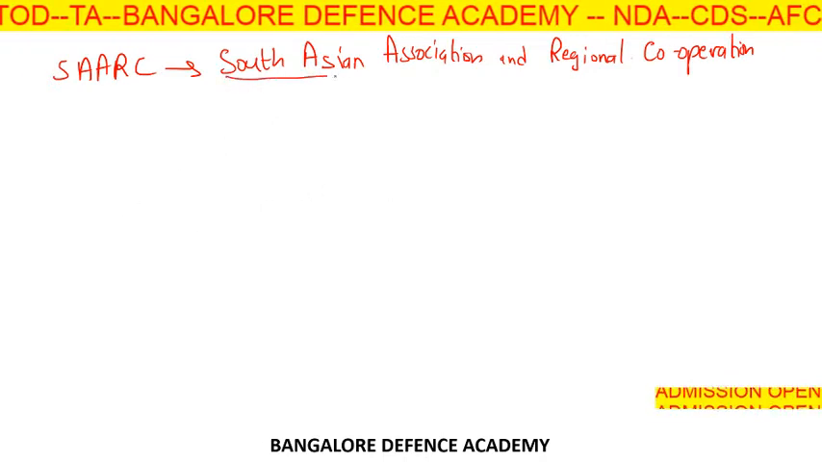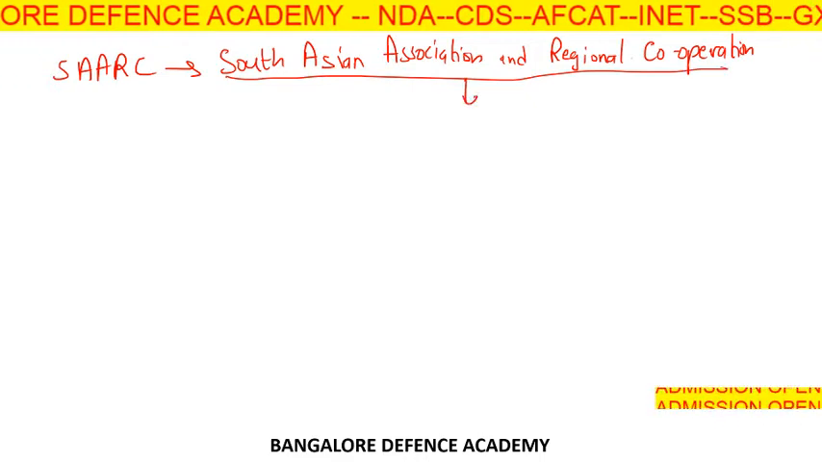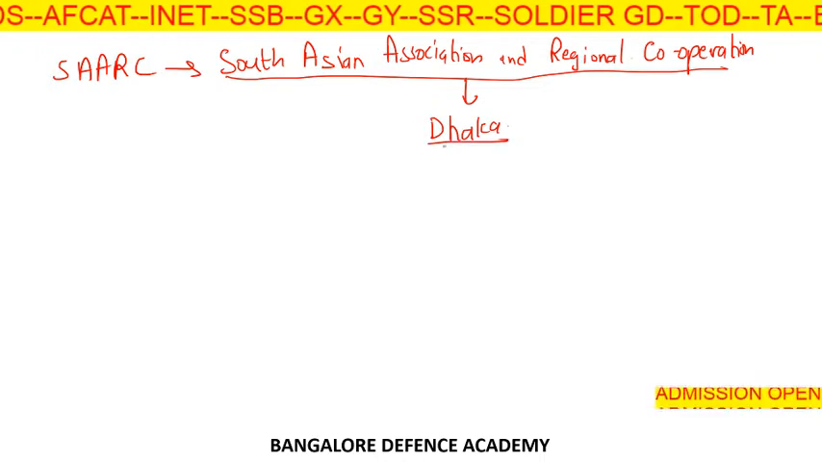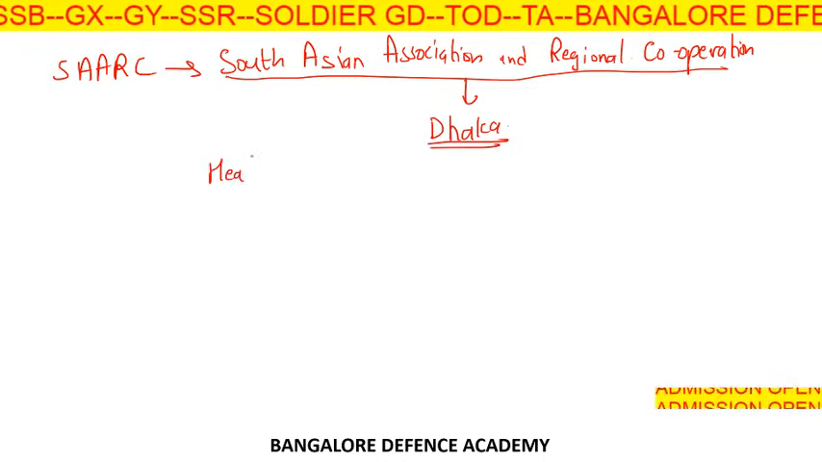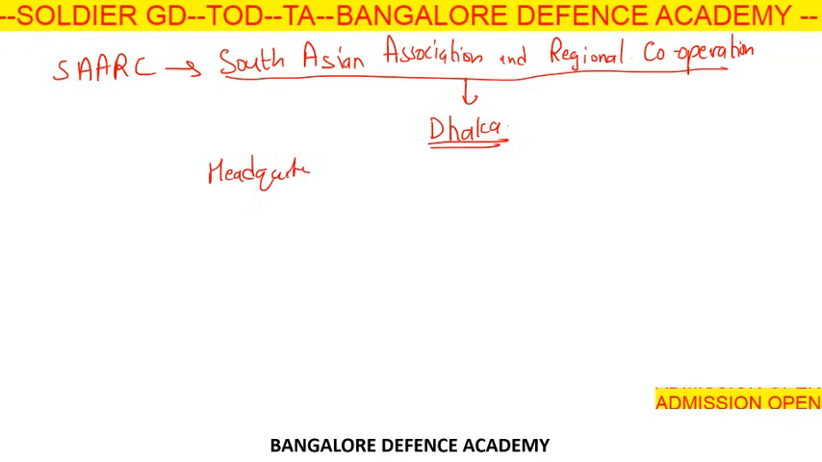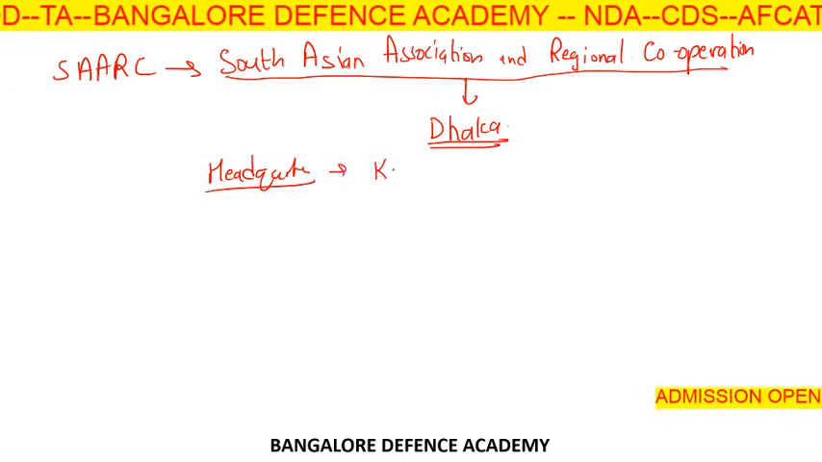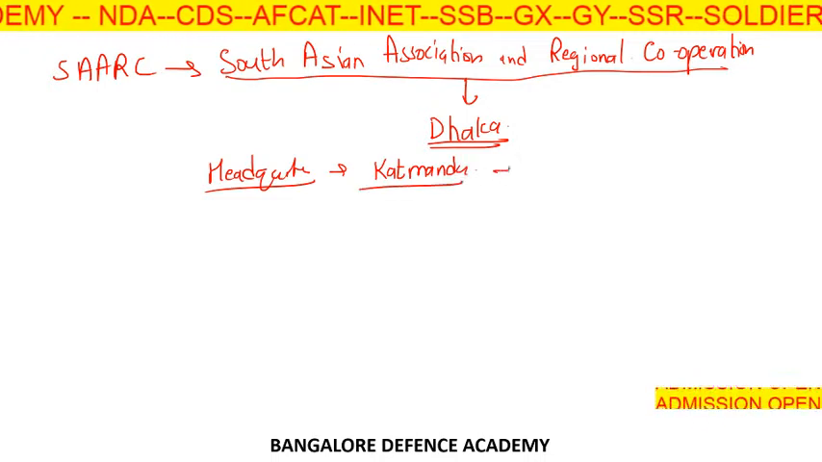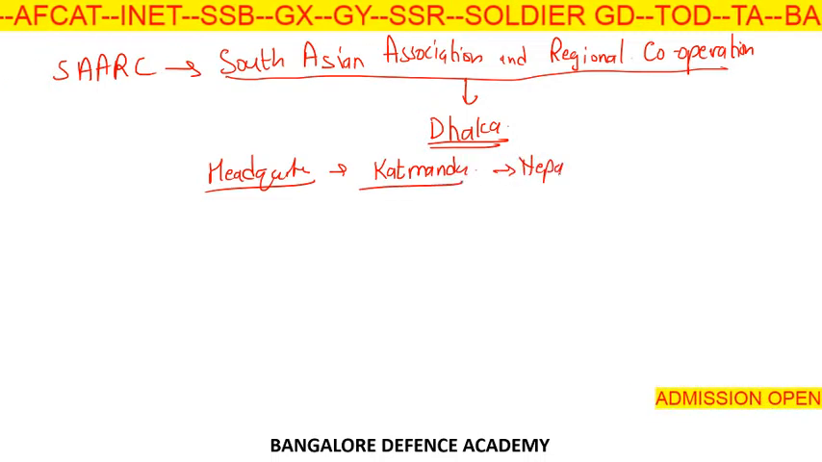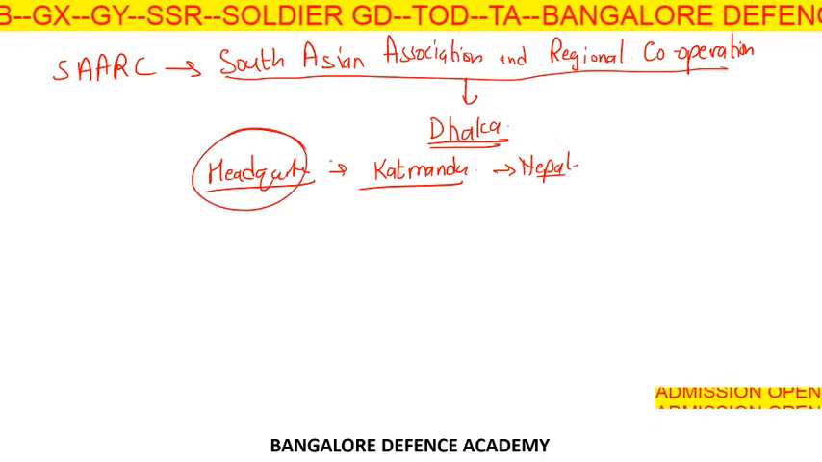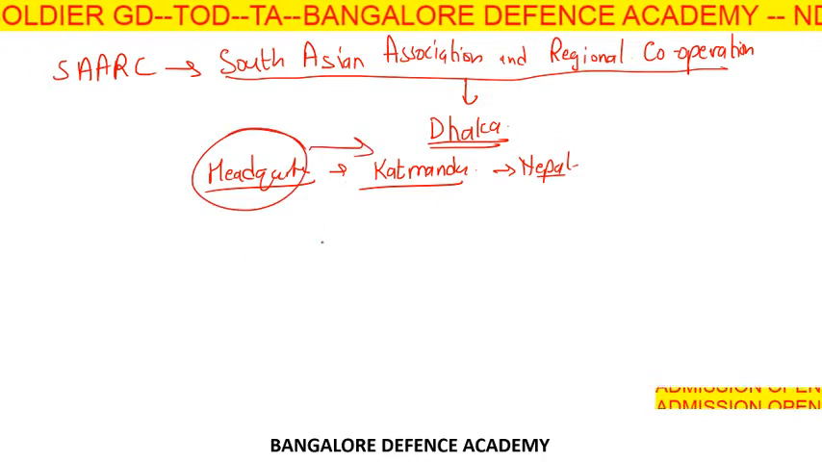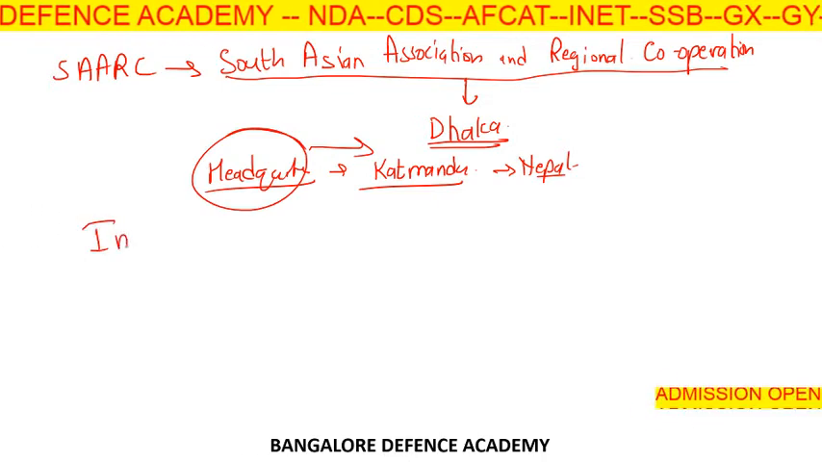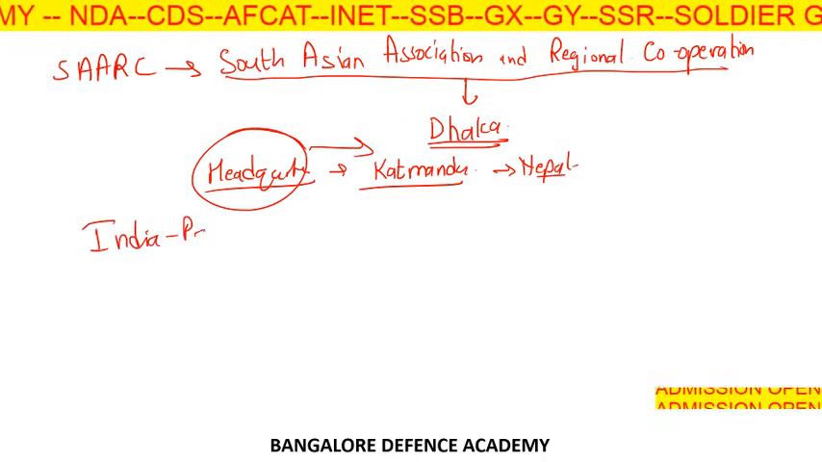Now what is this SAARC? This SAARC, the South Asian Association for Regional Cooperation, was started in Bangladesh, in Dhaka. And where is the headquarters? The headquarters is in Kathmandu, Nepal. Kathmandu is the capital of Nepal, and today the headquarters is in Kathmandu. And now this is a very burning topic between India and Pakistan.